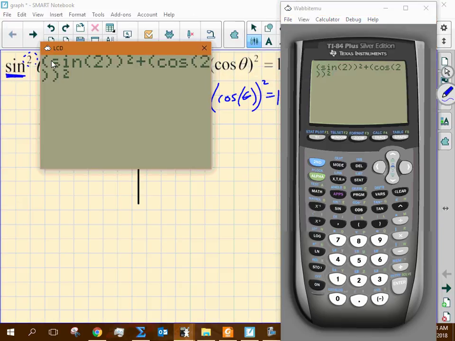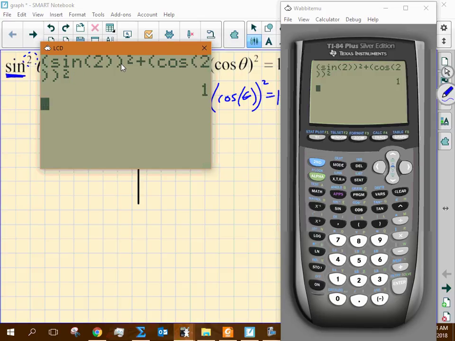Now, your calculator may know what to do without these, but I like having that parenthesis and that parenthesis there, just to make sure the calculator does what it's supposed to do. Does that make sense? Just so I know that my calculator evaluates sine of 2 first, stores that number, and then squares that number. When I hit enter, I should get 1 back.